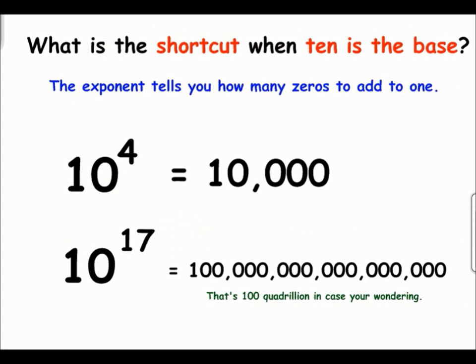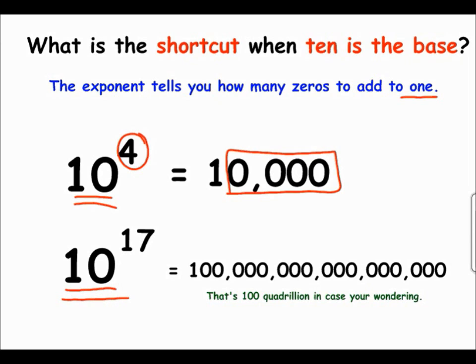Now there's a neat little trick that you can use when the base is 10. When the base is 10, the exponent will actually tell you how many zeros to add to 1. So we have 1 and 4 zeros. If you had 10 to the 17th power, the base is 10, that 17 would tell you to add 17 zeros to 1. So that's 100 quadrillion.